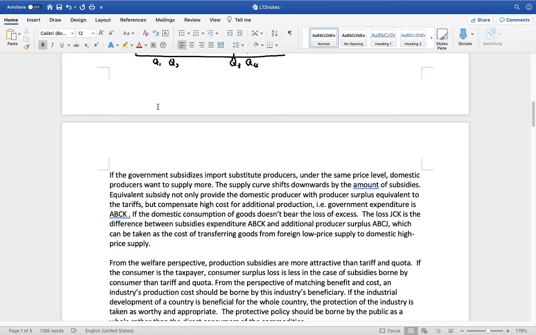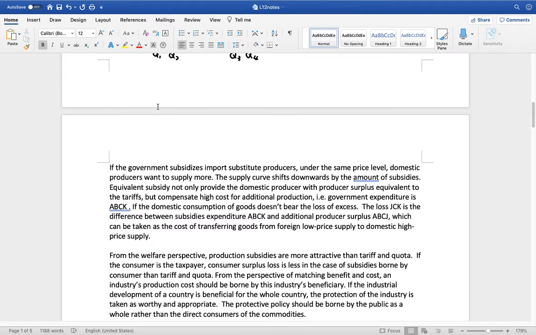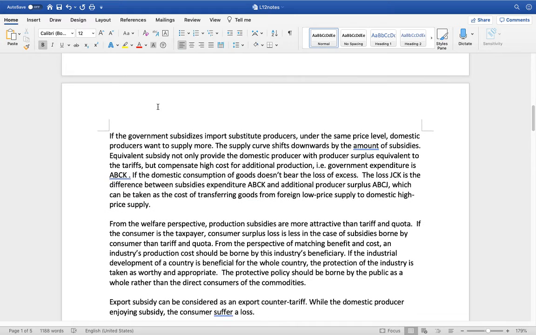From the welfare perspective, the production subsidies are more attractive than the tariffs and the quota. If the consumer is a taxpayer, the consumer surplus loss is less than in the case of tariffs and quotas. And from the perspective of matching the benefit and the cost, an industry's production costs should be borne by its industry's beneficiary.